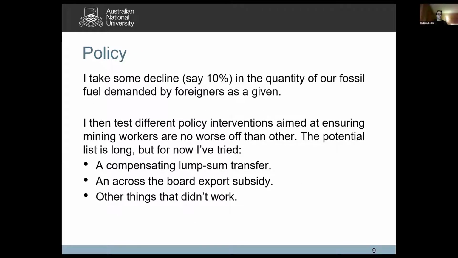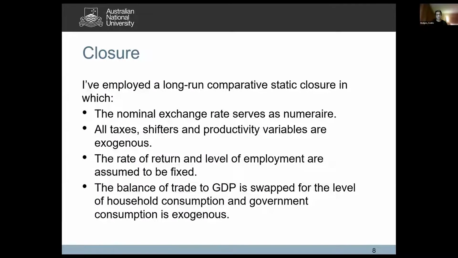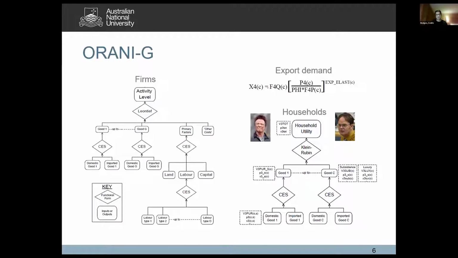And in terms of policies, and this is, like I said, reasonably preliminary, and I'm open to a bunch of suggestions, but at the moment I've just tested it in terms of saying there's some decline given. I've used 10% at the moment, and I'll end up using a range of potential impacts. And importantly, going back just quickly to this equation, I've shocked F4Q, which is the way to think about that is the demand curve shifting from right to left, so contracting in quantity terms.